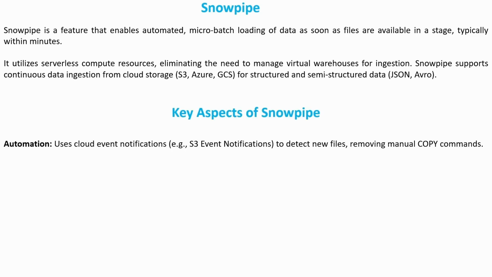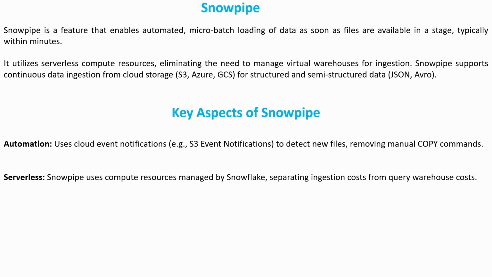The key aspects of Snowpipe are automation because you can use event notification to detect new files and remove the manual copy into commands. Then it is serverless because Snowflake uses compute managed by Snowflake and you don't need to worry about warehouse but incurs additional cost which is separately billed to the user.